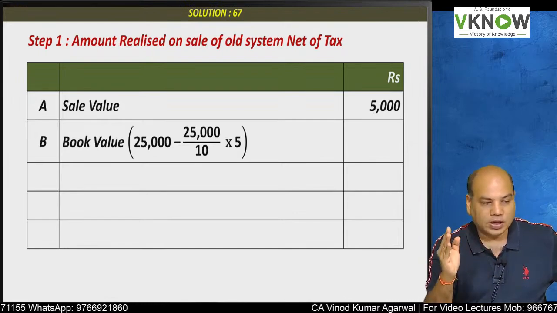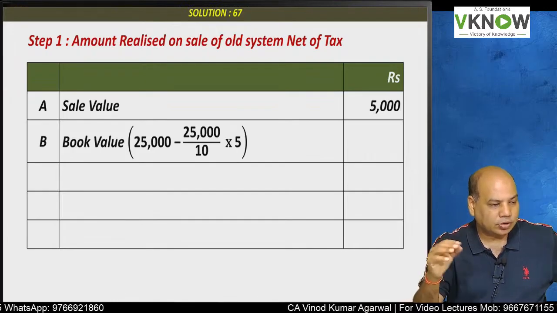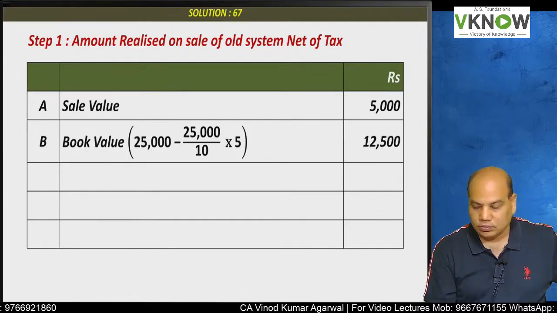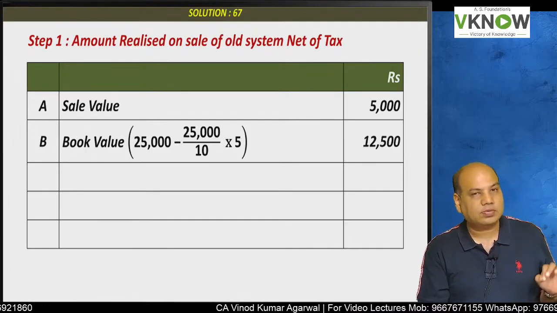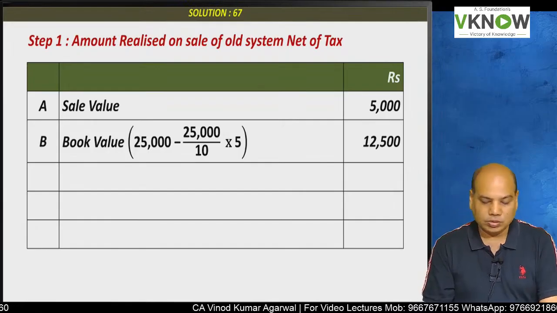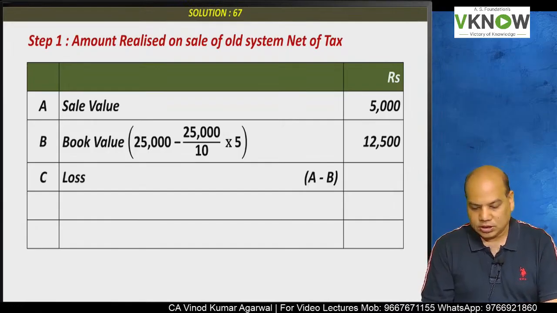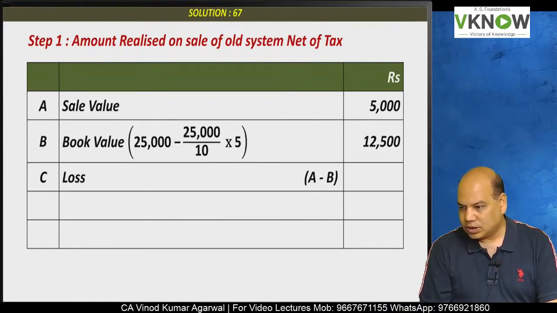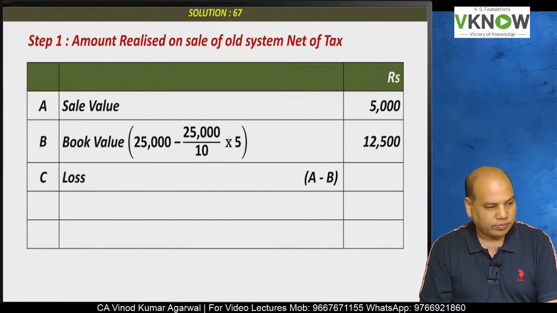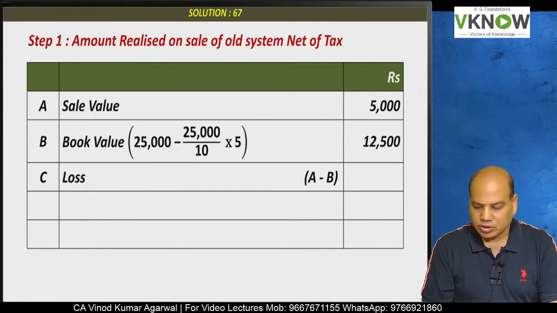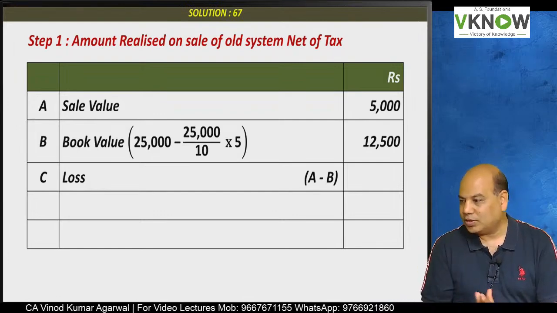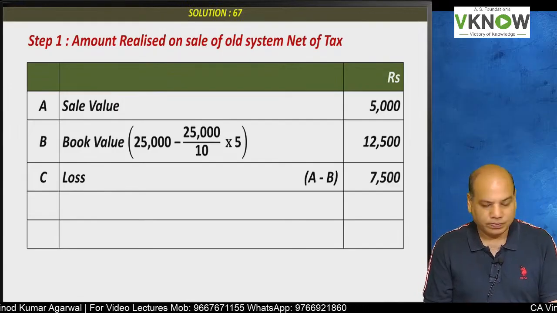25,000 minus 25,000 divided by 10 into 5. Total depreciation already charged is 12,500. So on the date it was sold, the book value is 12,500. So there is a loss. Sale value is less, book value is more. How much is the loss? Simple question. A minus B, loss is equal to 7,500.